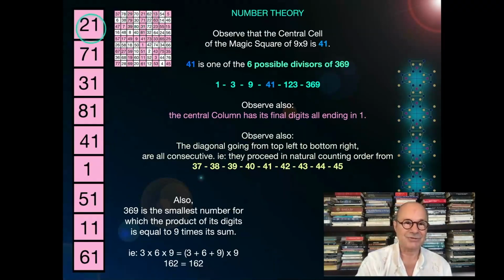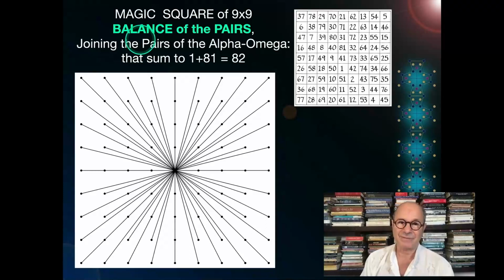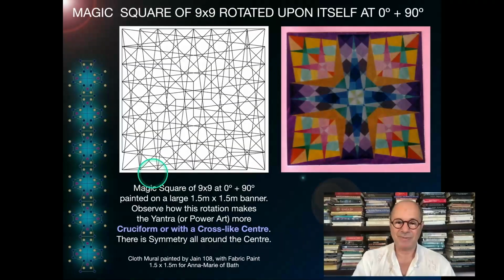So if you look at that central column here, there's a lot of symmetry hidden, embedded in there. Again, it's another universe of information. When we look at the alpha and the omega, we say, what's the first and last number? So 1 plus 81, which is 9 squared, adds up to 82. And look what happens when we join all the pairs that add up to 82. So 21 and 61 is 82. 8 and 74 is 82. They all pass through the center. So that's an important component of magic squares.